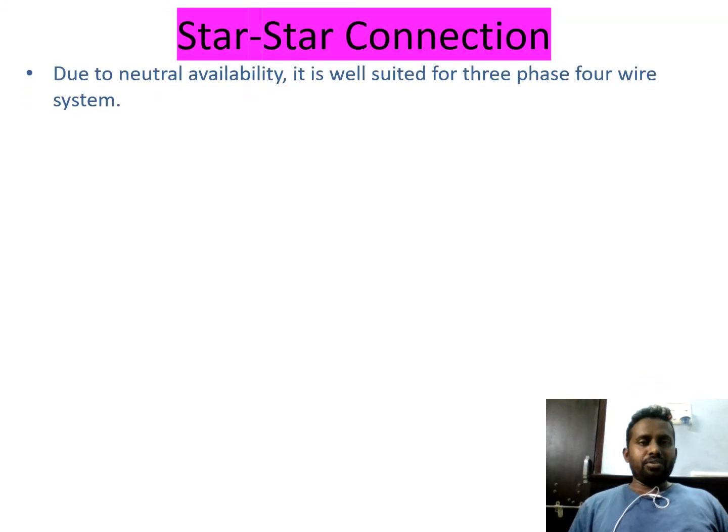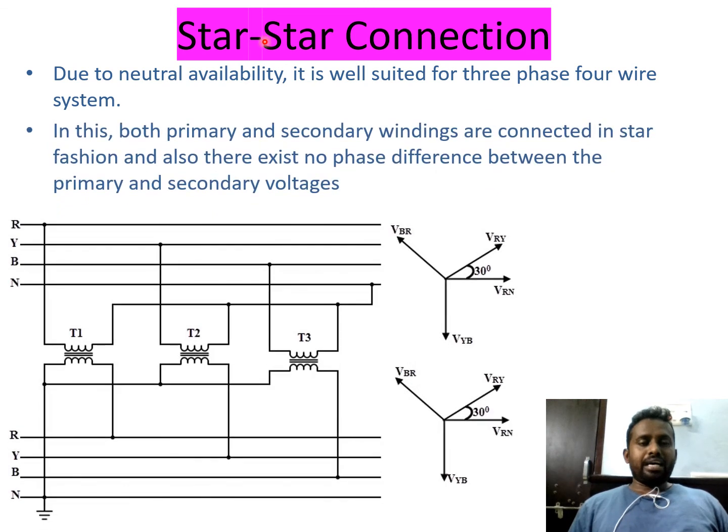What is star star? Due to neutral availability, it is well suited for a 3-phase 4-wire system. Because it's star, there will be a neutral, and in both primary and secondary you can find a neutral point. In the star connection, the first winding is connected to R, the first winding of the next is connected to Y, and the first winding of the third is connected to B. They are not common points, and all the second terminals of these three windings are connected to a neutral. Because this is a star, this will also have a neutral, and this will also have a neutral. These are primary windings and these are the secondary windings, and these are the phasor diagrams corresponding to them.